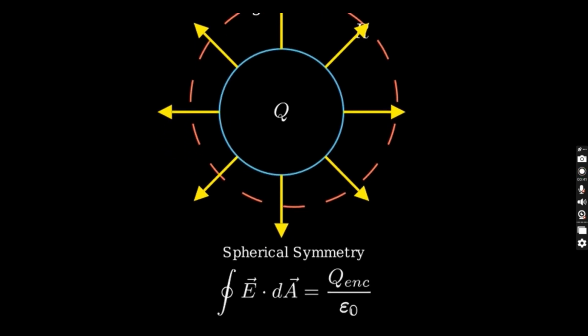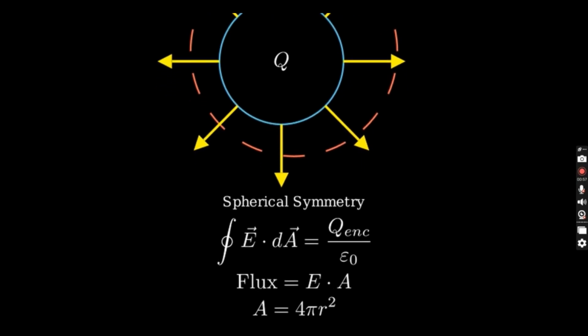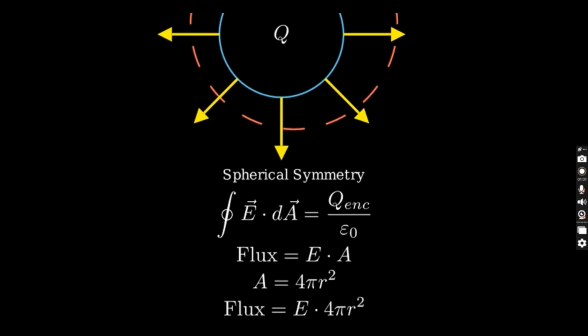Gauss's law states that the electric flux through a closed surface equals the enclosed charge divided by epsilon naught, the permittivity of free space. Due to the spherical symmetry, the electric field is perpendicular to the surface at every point and has the same magnitude E. The area of our Gaussian surface is 4 pi r squared. Therefore, the flux equals E times 4 pi r squared.